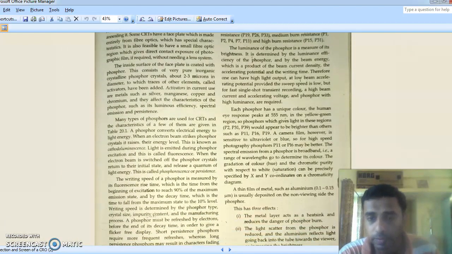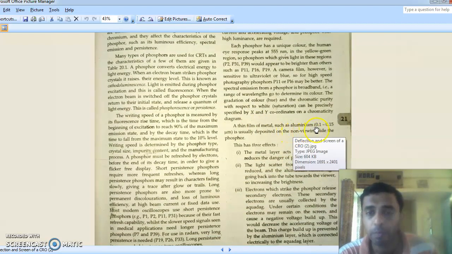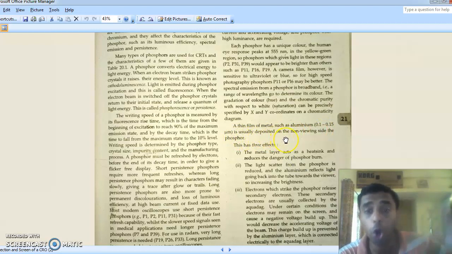A thin film of metal such as aluminum, 0.1 to 0.15 micrometer, is usually deposited on the non-viewing side. That is, we have the faceplate. On the other side of the faceplate, we have the phosphor coating. After that, there is no contact with the phosphor.